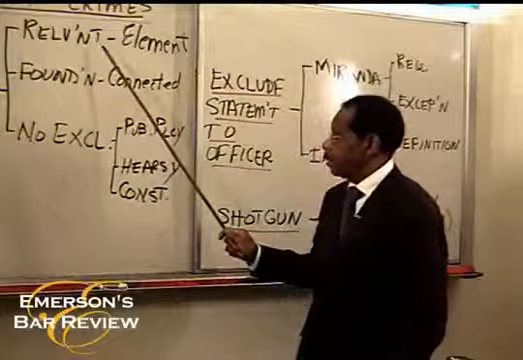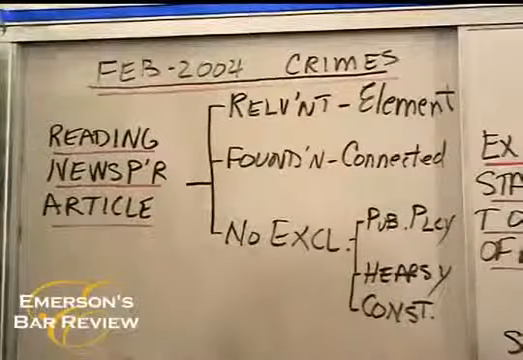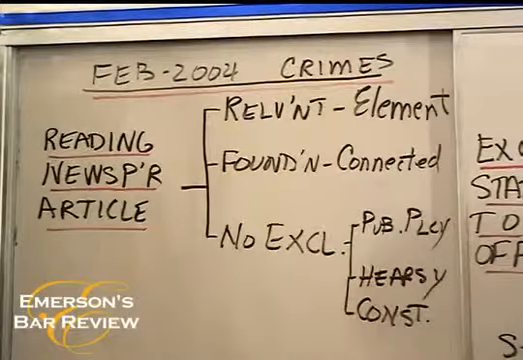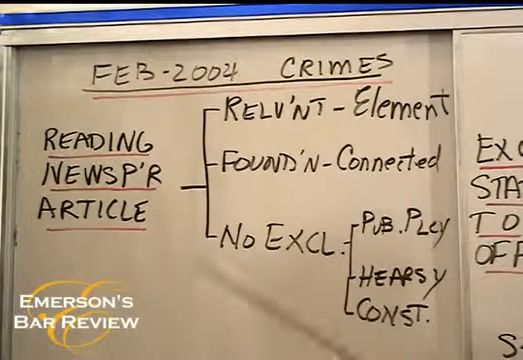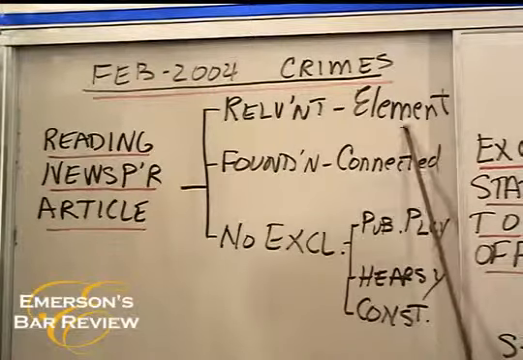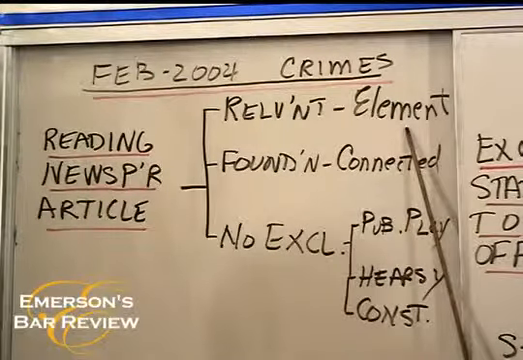Is it relevant? Does his absence of the accent have some tendency to prove a fact of consequence, that he's not the person? Yes. So the evidence is relevant, and the element that it's relevant to prove is identity. Obviously, identity is an element of bank robbery.